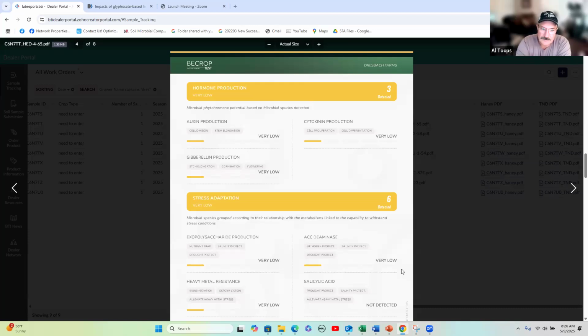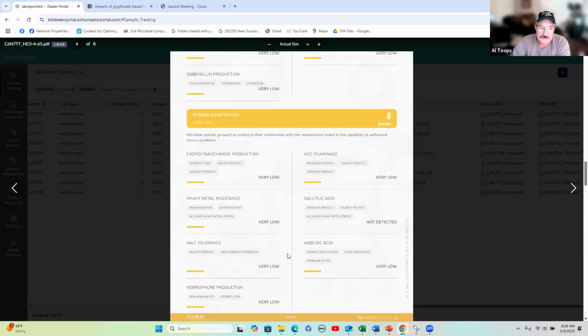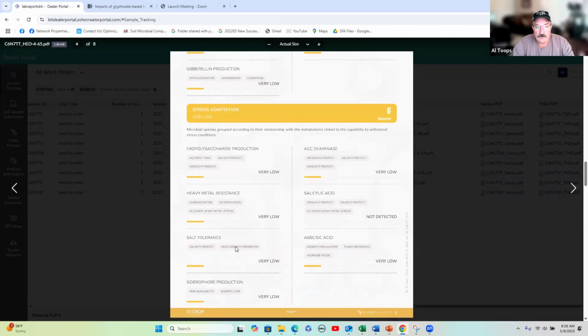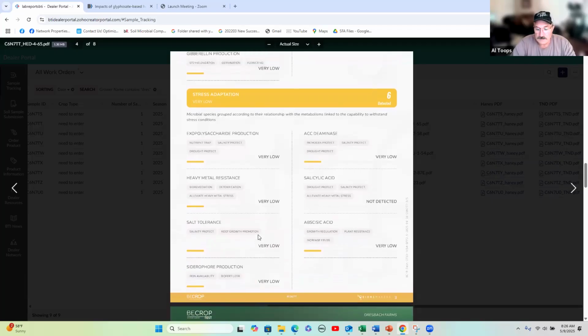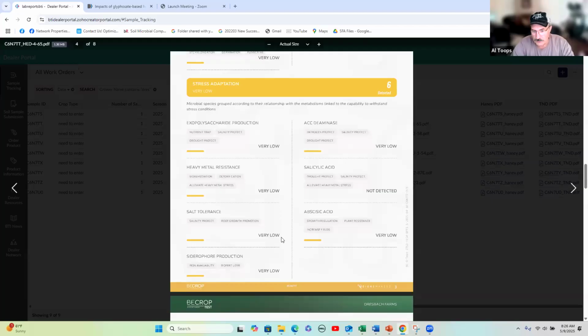Is that going to enhance the plant's ability to produce these particular hormones, auxin, gibberellic, cytokinin, and then the stress adapters, exopolysaccharides, ACC deaminase, salicylic acid levels, which we didn't even measure here, and abscisic acid? These are all very low in this report, meaning that we're not going to be able to fix these by adding these inputs. I'll show you in a minute how we can better improve it, and these will improve over time.